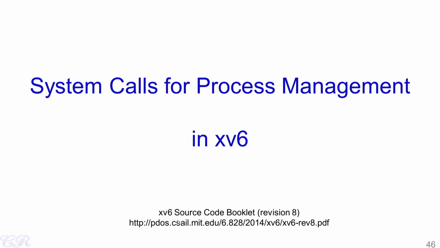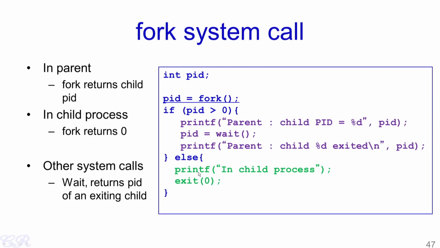So, we will be referring to the xv6 source code, which can be downloaded in the form of a booklet from this particular website. Please download revision number 8 so that it matches with the particular video. So, let us start with the fork system call.